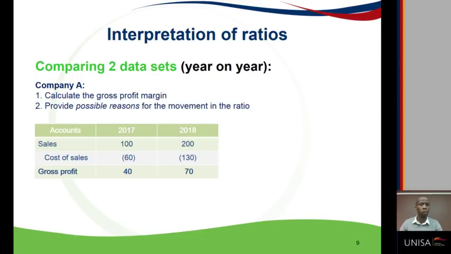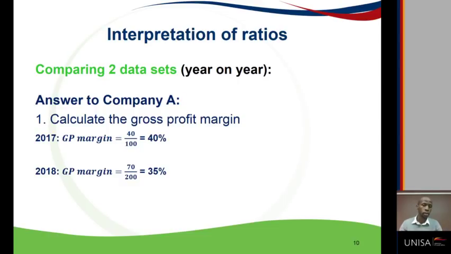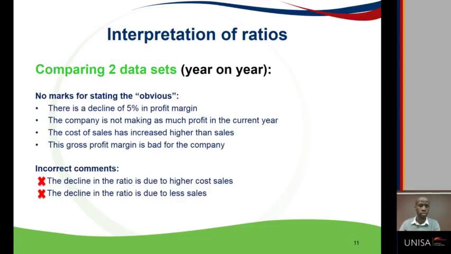Now, let's look at the calculation first. The calculation will be gross profit divided by sales, and then in 2017 we've got 40%, and the following year it's 35%. Now the problem starts with the interpretation. How do we explain the movement from 40% to 35%? So you just want to state that there's a decrease of 5%. Now this is due to, now let's look at the reasons.